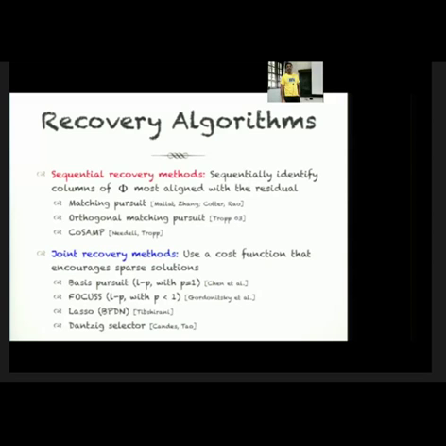With very deep understanding of when these algorithms work, when they won't work, and how you make them work better. Broadly speaking, they can be classified in 3 or 4 different classes, and I'll now explain a little bit about these different classes. The first, and the most simple algorithms, are what are called sequential recovery methods.